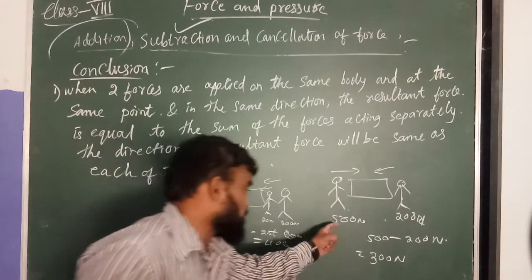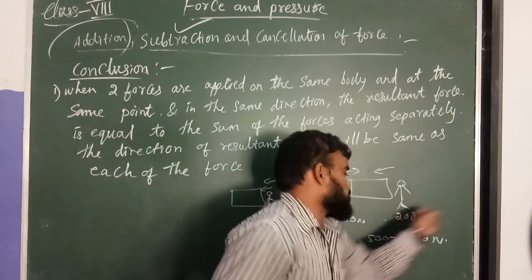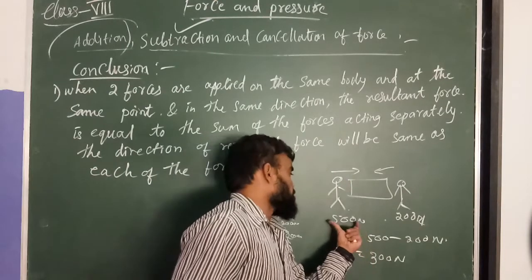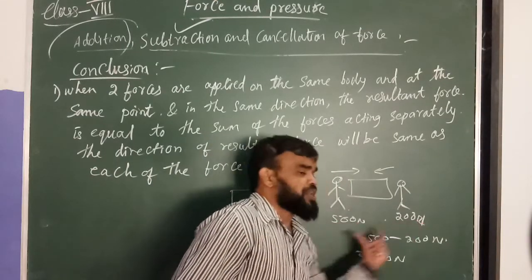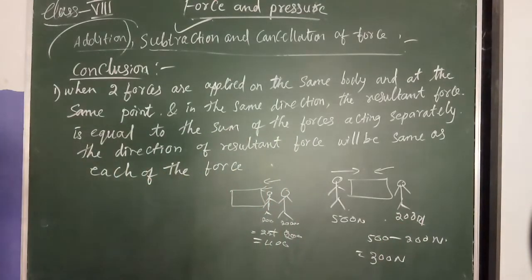Which is the largest force? We will get the resultant there. The force will apply maximum on this side. He will push back, because his value is more than the other's. 500 Newton is not equal to 200 Newton, and 500 minus 200, we get 300 Newton. Understood?